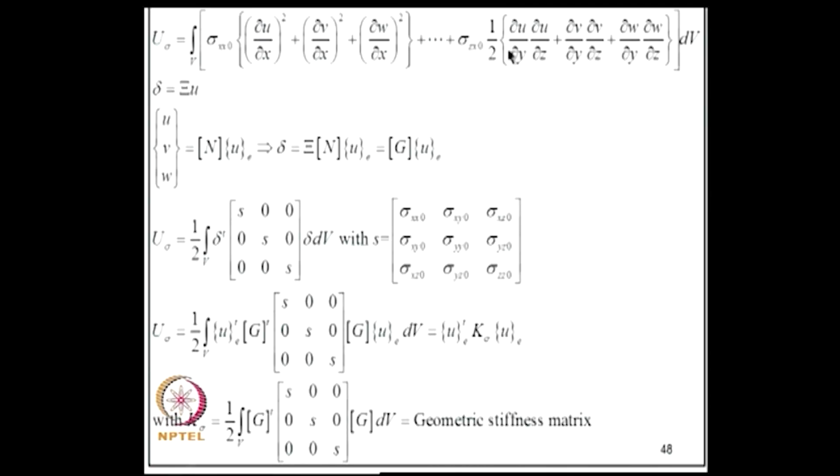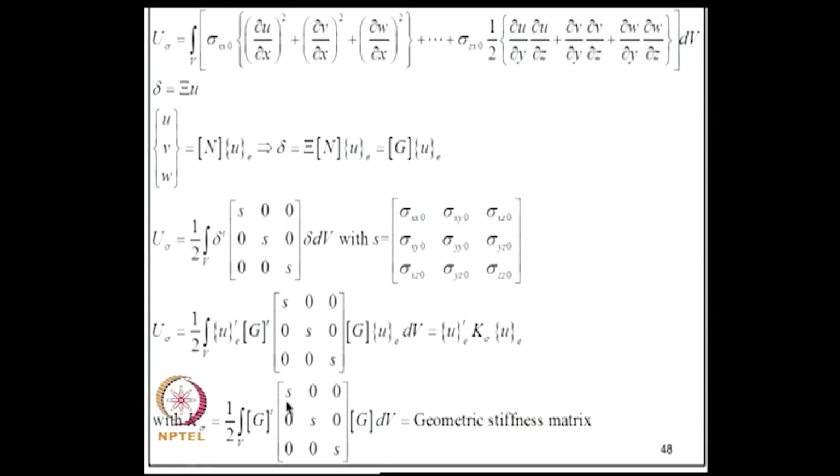This is similar to the matrix that we formulate when we write the elastic stiffness, or in this case the effect of initial stress on the linear part of the strain displacement relation. So, now I have u sigma to be this, and I make the substitution delta is capital Xi into u. Again, u v w I will interpolate in terms of a set of interpolation functions and nodal coordinates, and delta consequently becomes capital Xi into N into u v. This matrix capital Xi into N I call capital G. So, this is G into u v.